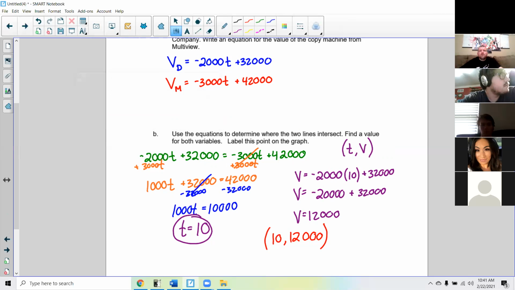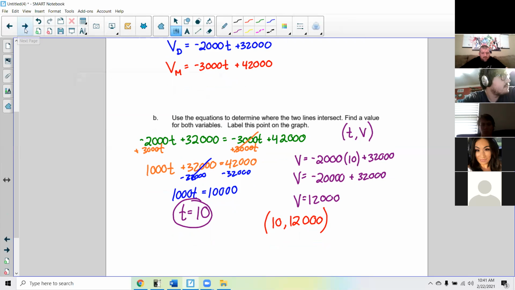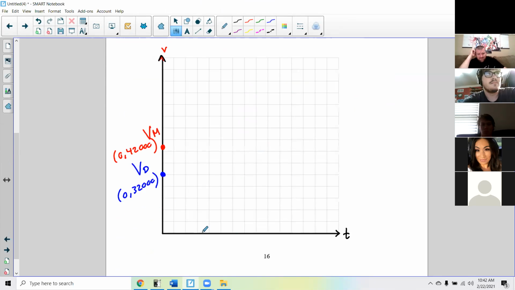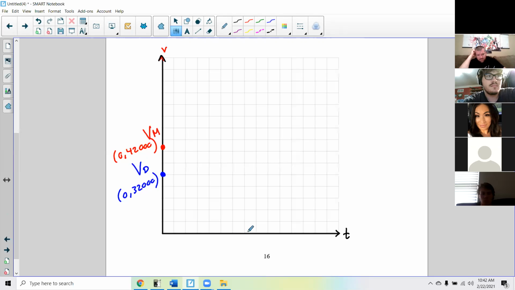Okay, and we are. All right, so I graph where they started. Now I'm going to graph where they cross, 10, 12,000. So 10, you can actually count to 10 if you want. 1, 2, 3, 4, 5, 6, 7, 8, 9, 10. Let's just say that's 10. 10, 12,000. If this is 32,000, 12,000 is going to be a little more than a third of that. So we'll just put it right here.